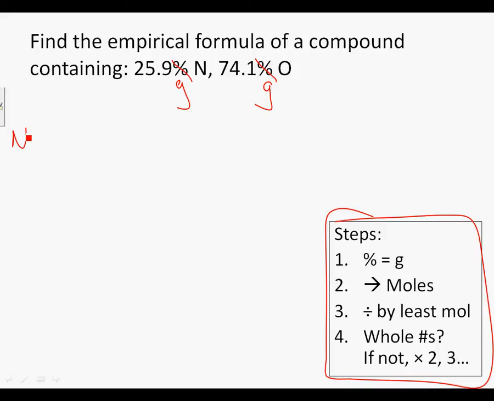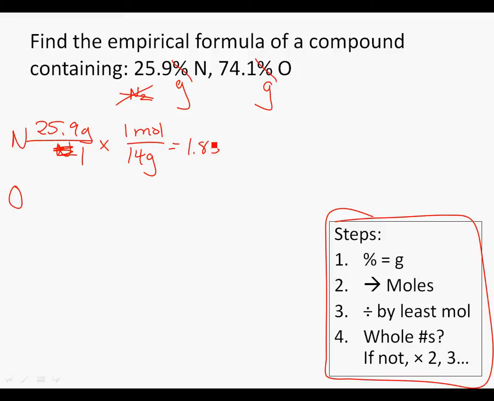All right, now we're going to start doing some math. So we're going to take the 25.9 grams of nitrogen and do step 2. Oh, sorry, it's not over N, it's over 1. The molar mass of nitrogen is 14. It's not 28. N2 is the molar mass for nitrogen gas. This isn't nitrogen gas. It's nitrogen in a compound, so it's not N2. All right, when we do that math out, we get 1.85 moles.